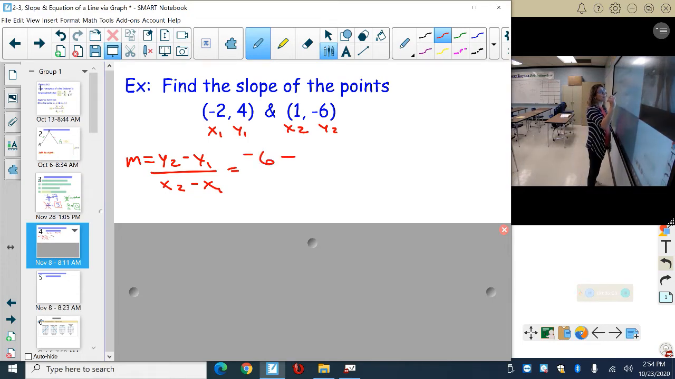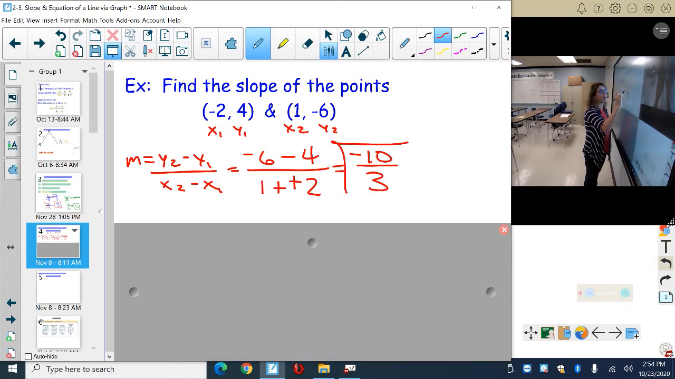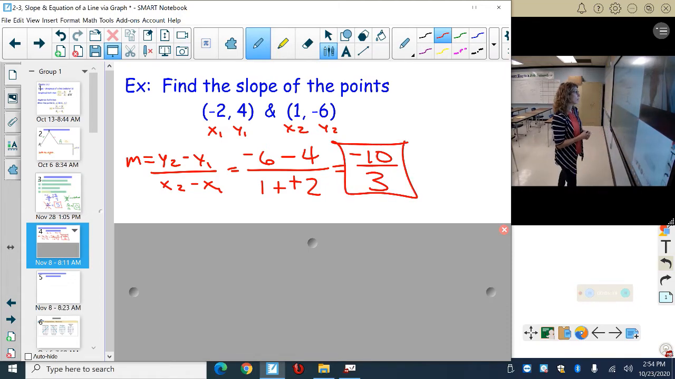Y2 is -6, y1 is 4. X2 is 1, x1 is -2. Do the calculation. This gives me -10 over plus 3. So -10/3. I cannot reduce it. It's completely done. Okay?